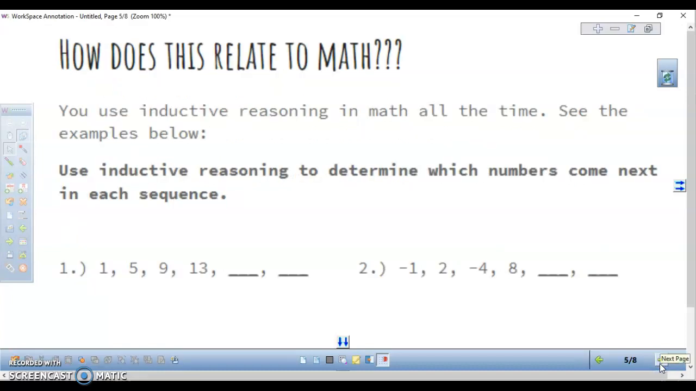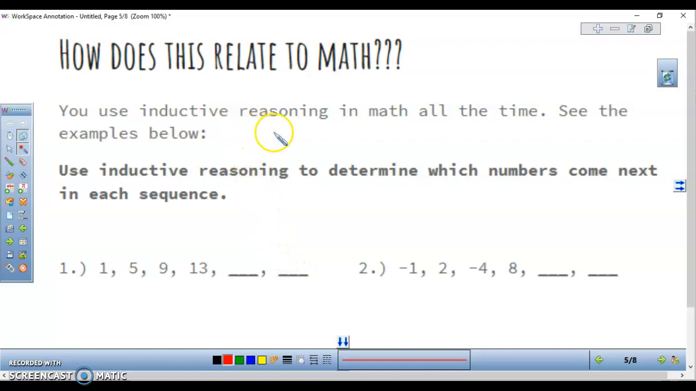So how does this relate to math? Well, in math, you use inductive reasoning all the time. You probably don't think about it as inductive reasoning, but you're always looking at a little piece of information, recognizing patterns and trying to figure out what to do next. And these fill-in-the-blank sequence problems are a really good example of that.